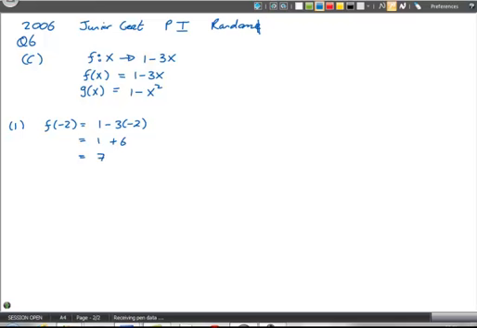Same question, this time we're asked g of 5. Not a difficult question here, but you need to make sure you're using your brackets well. So just watch out for that. Remember, the calculator will do whatever you tell it to do, so just make sure you use your brackets wisely.